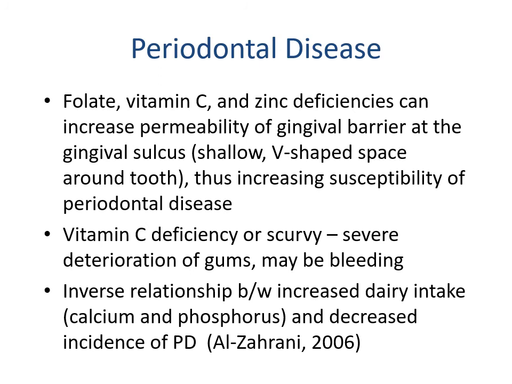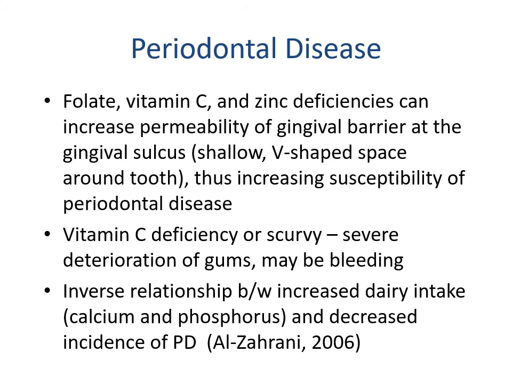So folate, vitamin C, and zinc deficiencies can increase permeability of the gingival barrier at the gingival sulcus. It's the shallow V-shaped space around the tooth. This is where you're supposed to, quote unquote, brush below the gum line, or floss below the gum line. There's a tiny little space there, and that's where the bacteria and the plaque can build up. So we want to make sure that we remove that.